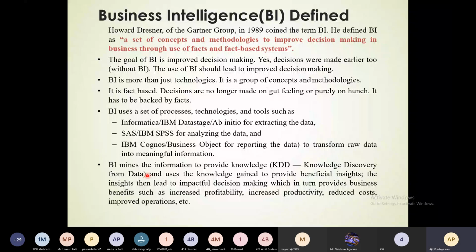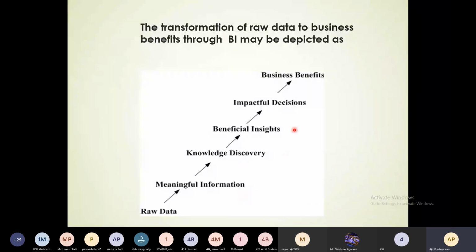The transformation of raw data to business benefits through BI may be depicted as follows: first is your raw data. It gets converted into meaningful information, then into knowledge discovery, then beneficial insights, then impactful decisions, and then this will be helpful to the business benefits. So this is how the data is used in business intelligence.